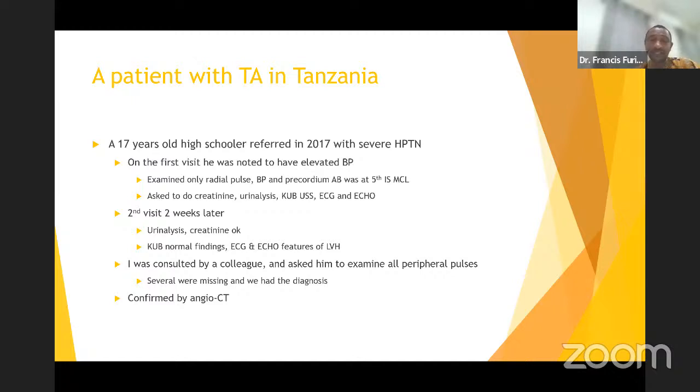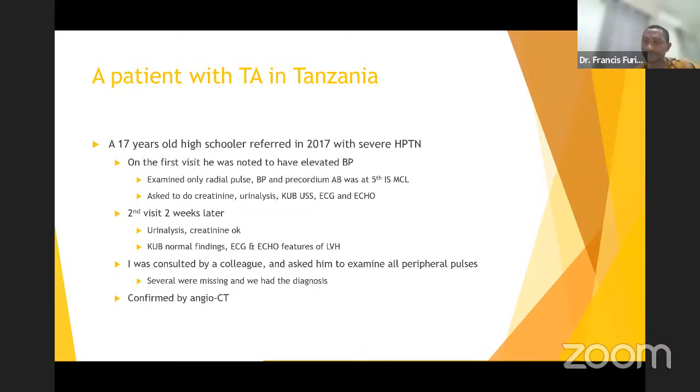A colleague of mine, sitting in the same room, told me that we have this patient who was seen two weeks ago and did some tests, but nothing was remarkable. Urinalysis was okay, creatinine was okay, and KUB ultrasound was also normal. ECG and echo just showed features of left ventricular hypertrophy. I asked him, can you please examine all the peripheral pulses? And he told me that several of the pulses were missing. So at that particular time, the diagnosis clicked in my mind that possibly we were dealing with Takayasu arteritis.